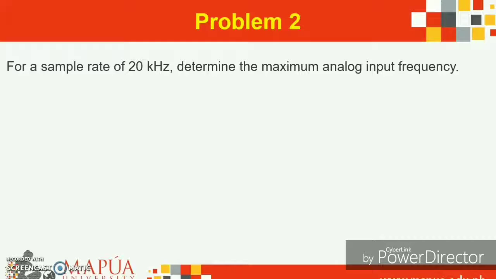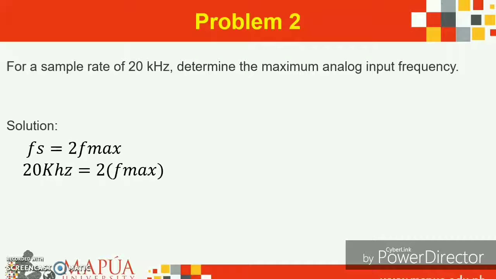Problem number 2 is for a sample rate of 20 kilohertz, determine the maximum analog input frequency. So this is similar to problem number 1, but this time the given is the sample rate and we have to determine the maximum analog input frequency. So again, using the Nyquist sampling theory, we have Fs is equal to 2f max. We have Fs is equal to 20 kilohertz. This is equal to 2 times maximum analog input frequency. So we solve for the maximum input frequency, and that is 10 kilohertz.